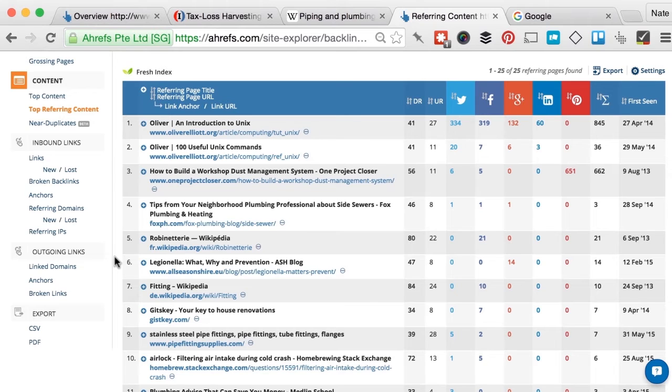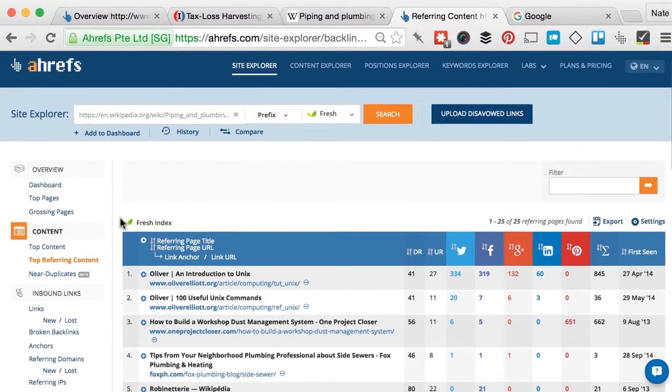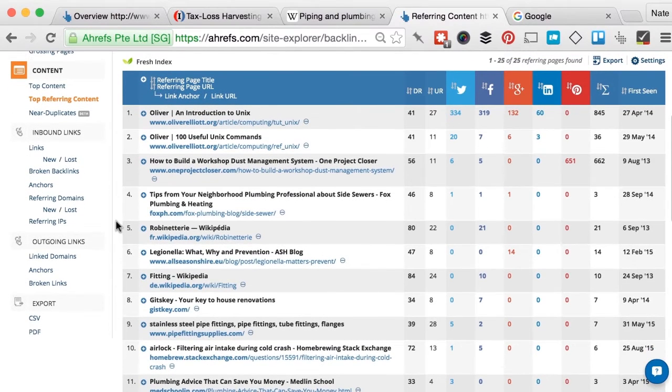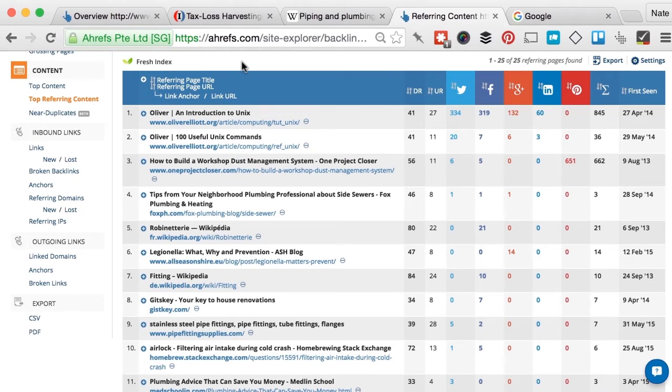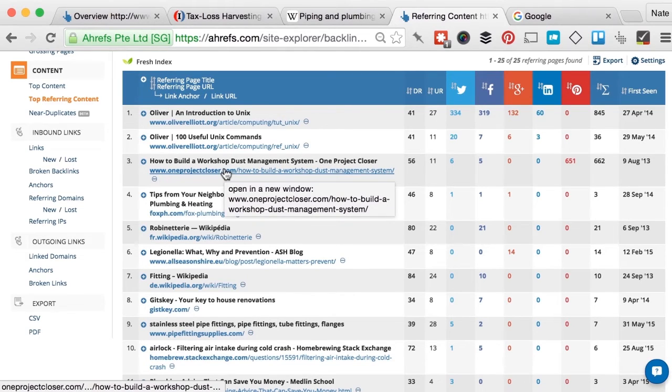And right here, it says that we have 25 pages that are sending significant traffic to this page. And we're going to look at them through a marketer's lens. So, one, these top three are developers who are basically hacking together plumbing fittings in ways that are not traditionally used. So basically using them to build desks and a workshop desk management system.